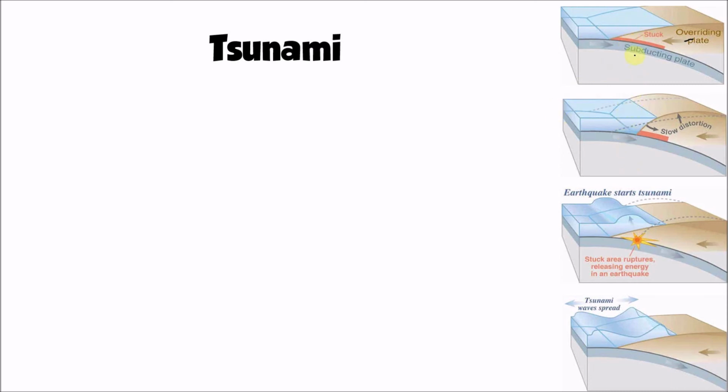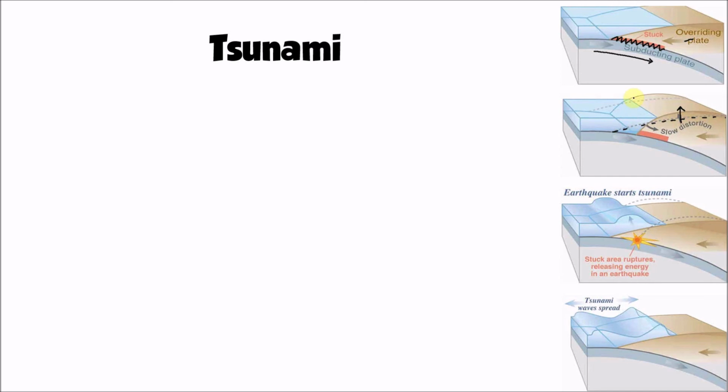So where we have a destructive plate boundary and one plate is subducting beneath the other, there's going to be friction being generated along that Benioff zone between the two plates. So that plate will become stuck and it will start to distort slowly. So rather than the plate being in this position here, indicated by this dotted line, the plate actually bends upwards, and very slowly that plate is distorting and bending upwards.